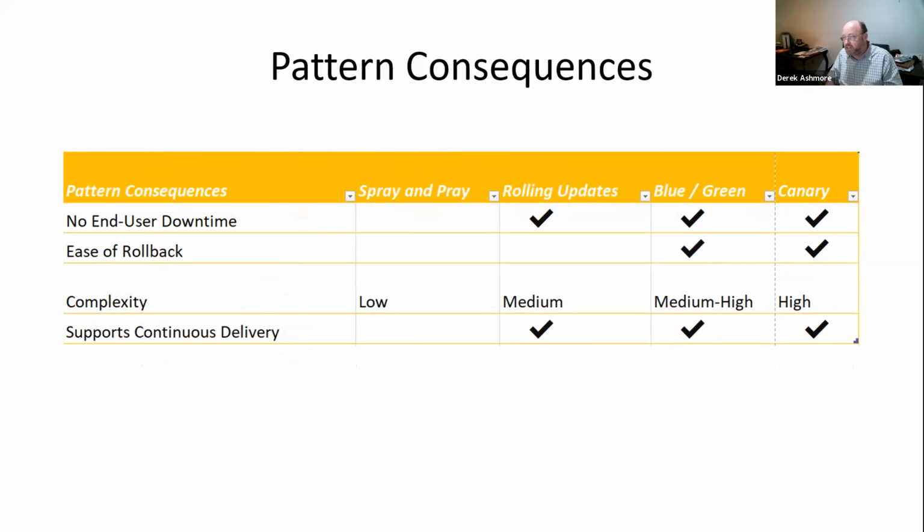Spray and pray has end user downtime, the other 3 do not. Blue-green and Canary are the easiest to roll back because it's just a DNS switch. Complexity. We haven't talked about pipeline complexity. Spray and pray is the easiest thing to get off the ground, and then it goes progressively up from there. Canary is the most sophisticated pipeline that you can build, slightly above blue-green. And I basically consider, if you have an eye towards continuous delivery, you can't stay with spray and pray because of that outage. You couldn't have that in the middle of the day.